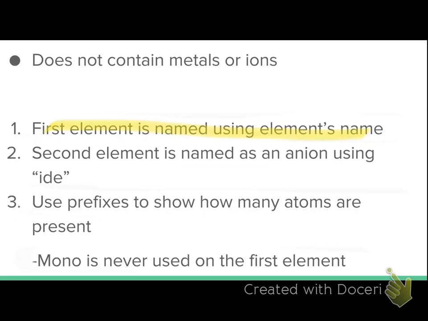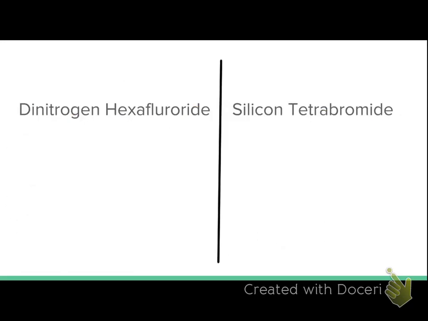So best thing for us to do here, go over some examples. Dinitrogen hexafluoride. So I think the first thing that's important to do, especially when you first get started doing these, is to identify what elements we're looking at. So we're looking at nitrogen and we're looking at fluoride, which we know is fluorine because it got changed to IDE, okay? So we know that we have nitrogen, so we can go ahead and put our N down. We know that we have fluorine, so we can put our F down.